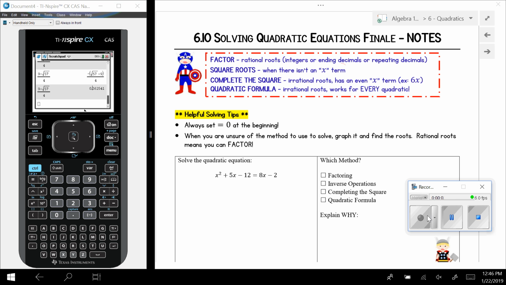Hey guys, Miss Capola here for 6.10, Solving Quadratic Equations finale, which means we get to combine all four different ways of solving quadratic equations algebraically. So if it says that you have to use algebra to solve a quadratic, you've got to use one of these four methods.